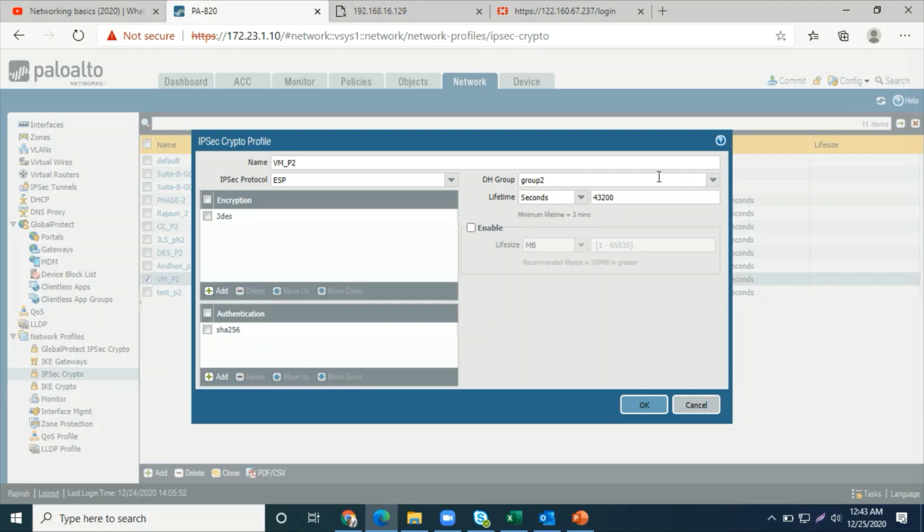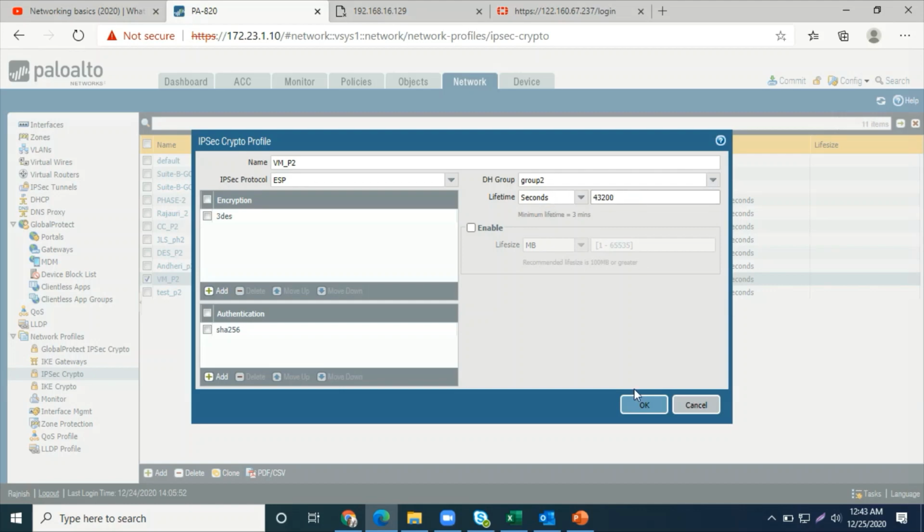Group 2 is mentioned in phase 2, which means I am using PFS. PFS provides more security, because PFS generates a shared secret key after every session. If any session is compromised, PFS generates a new session key after the negotiated session, so it provides more security.